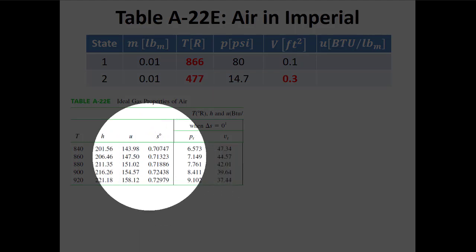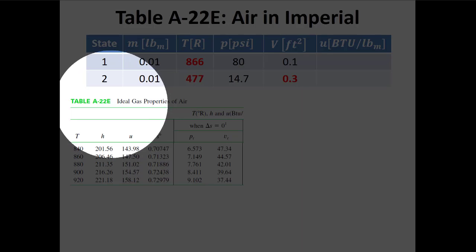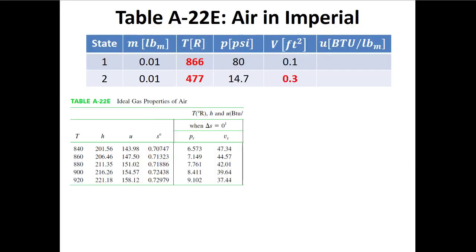And that way is by looking at table A22. In this case, it's table A22E, because we're using the imperial system, which is from the English. So I guess that's why they put an E at the end of the table here. Again, we can blame the English, or the British, for this system.